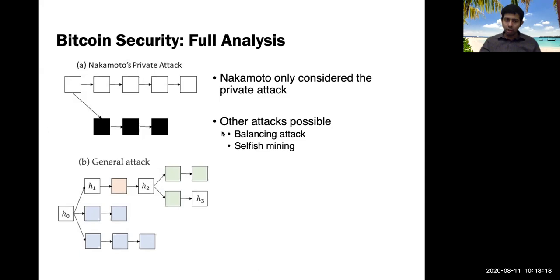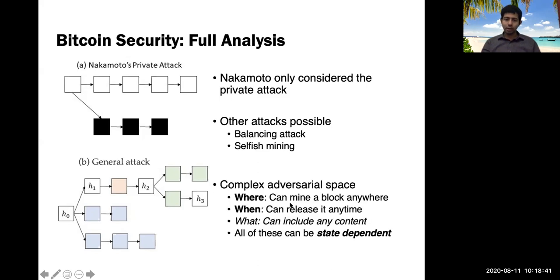But in general, the blocks mined by the honest nodes and the adversary will not look like picture A, but would look like B. What is B? In B, the colored blocks are all mined by the adversary, and the white blocks are all mined by the honest nodes. They could be staggered in some complex combination, and that's what the picture is showing. What is the complex adversarial space that I'm talking about?